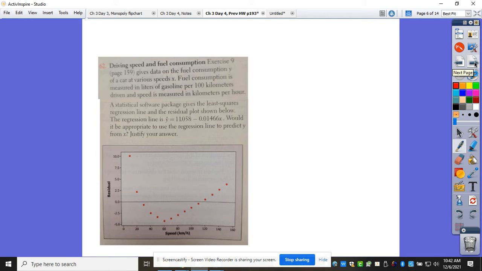All right, 62, it gives you this graph, and then it just says, would it be appropriate to use the regression line to predict y from x? Yes or no? What kind of graph is this? What kind title-wise? What do we not want to see in a residual plot? Pattern. We do not want to see a pattern. This is a pattern, so is it a good idea to use this to predict? No. And that's all you needed to get out of 62.